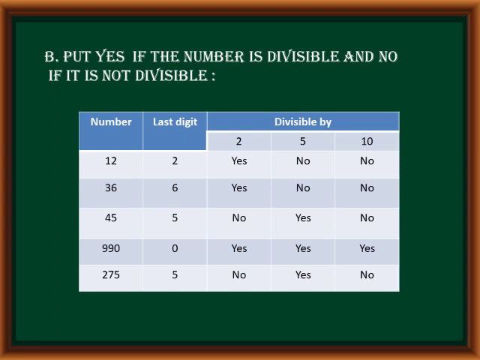Take the next sum, 990. The last digit is 0 here. So it satisfies the rule of 2, 5 and 10. So this number 990 is divisible by 2, 5 and 10. The next sum is 275. The last digit is 5 here. So it does not satisfy the rule of divisibility by 2 and 10. So it is divisible by 5. So you write S in the second column.